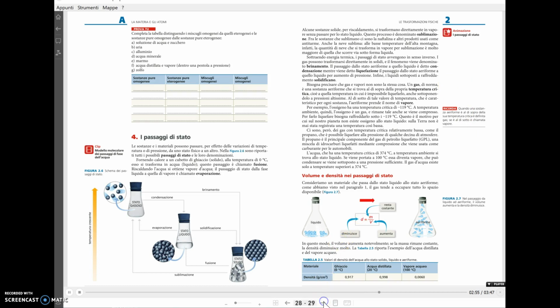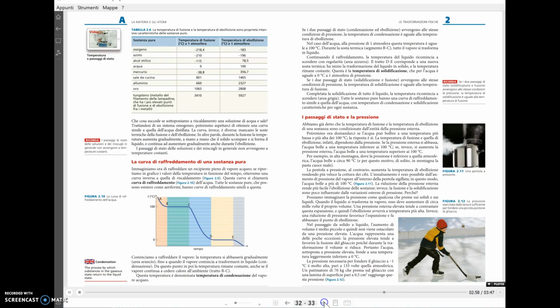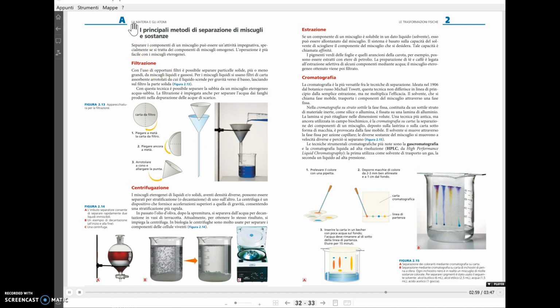E. The main methods of separation of mixtures and substances. Filtration is the separation of solids from a mixture through the use of filters. A centrifuge is used to separate heterogeneous mixtures of liquids and/or solids with different densities. Extraction is the separation of a component of a mixture by means of a solvent. Chromatography is the most versatile separation technique.